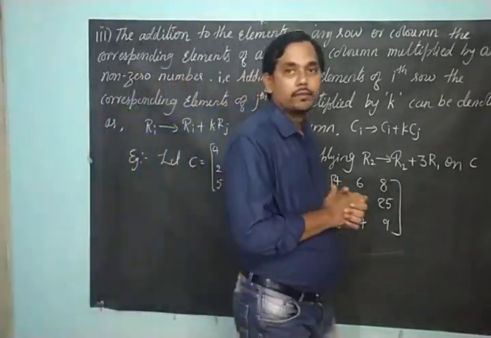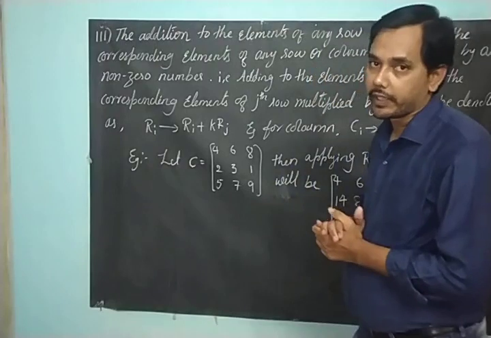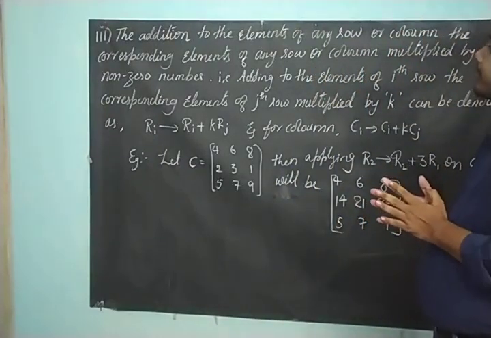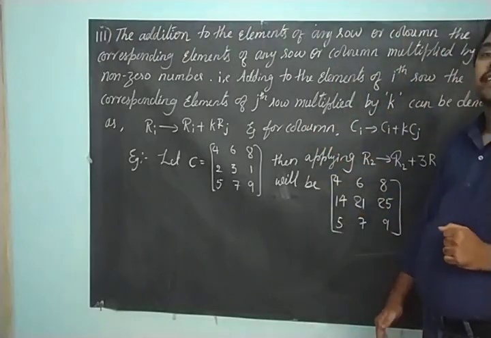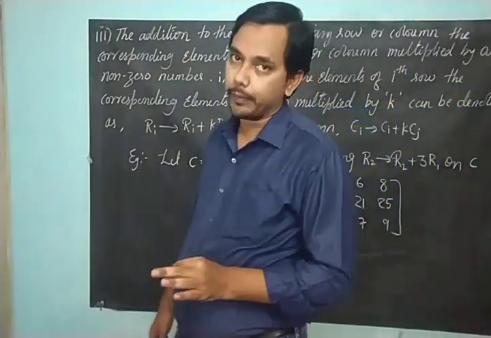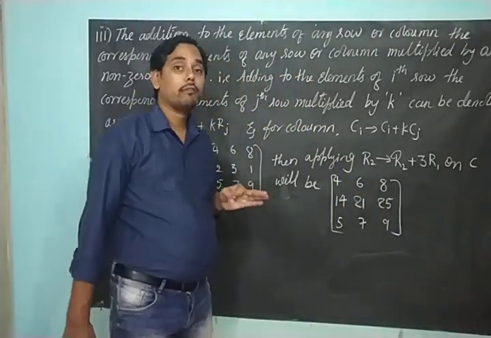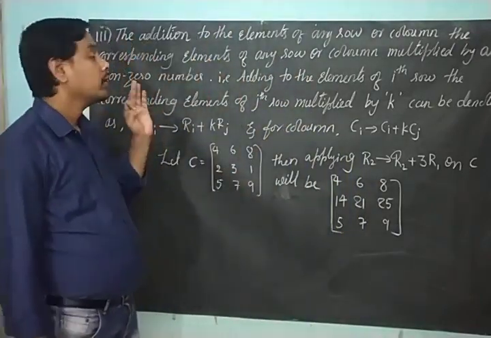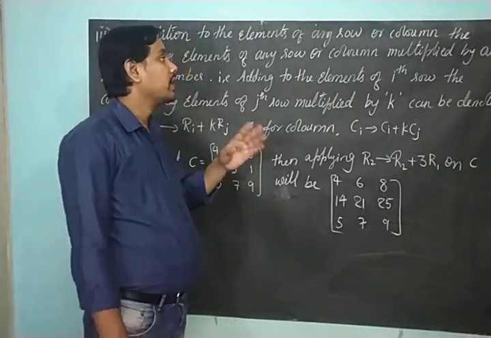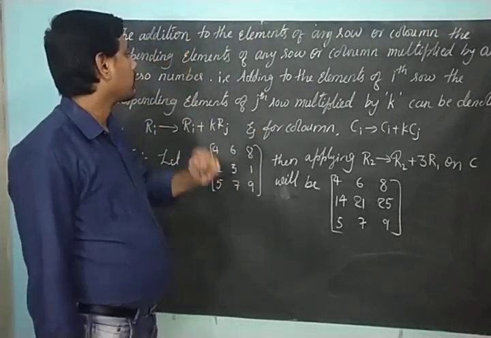So friends, those two properties you have already taken, I hope. Let's move on to the third one. So what is this third one? It states the addition of elements of any row or column, the corresponding elements of any row or column multiplied by a non-zero number.